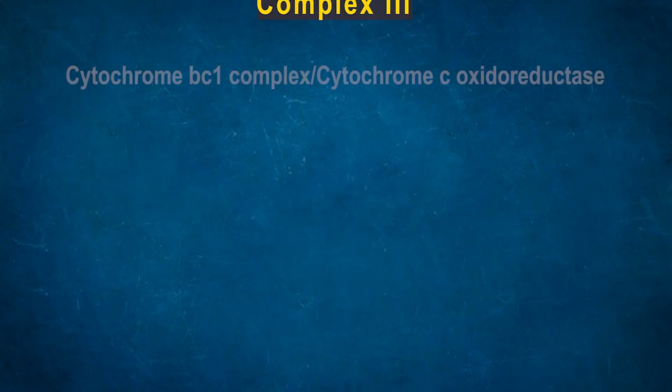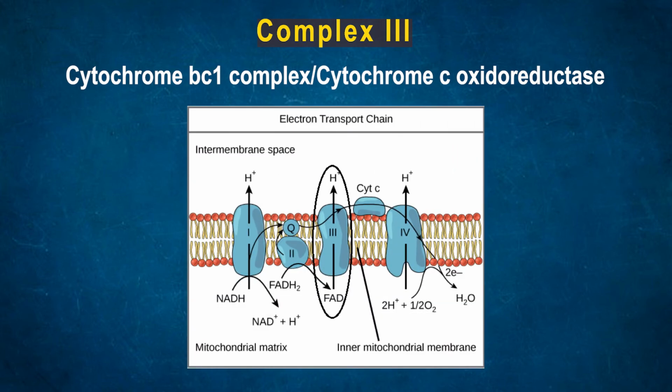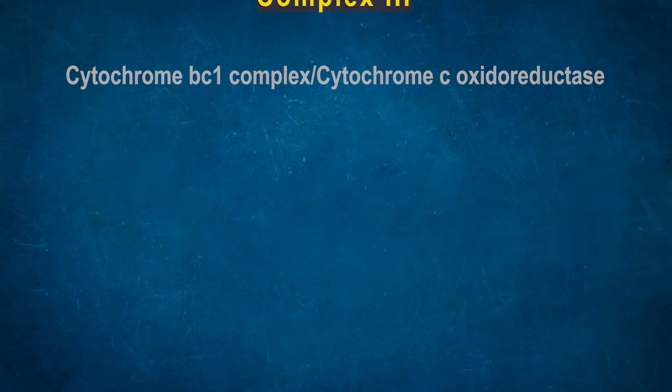Complex 3 is called the cytochrome BC1 complex or cytochrome C oxidoreductase. It contains cytochrome B, an iron sulfur protein, the Rieske center, a 2Fe2S center, and cytochrome C. This complex oxidizes ubiquinol and also reduces cytochrome C. The electron is transported via these reactions onto complex 4, accompanied by the release of protons.